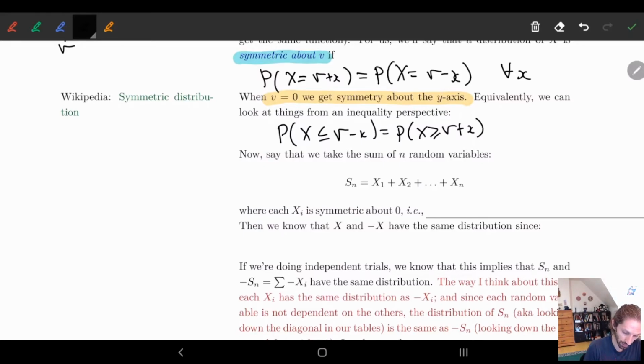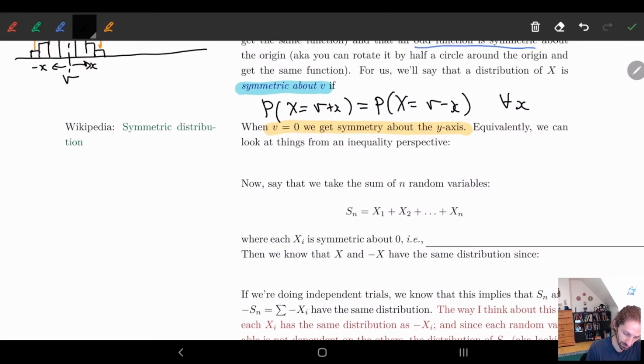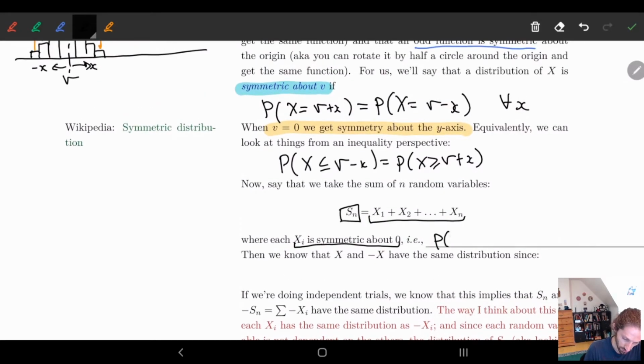Say I take n random variables and I want to sum them up. So I have all my random variables and I get some Sn. And we're going to say that each Xi is symmetric about 0. Now remember what this means. Our v is equal to 0, so I can just plug in v equal to 0.